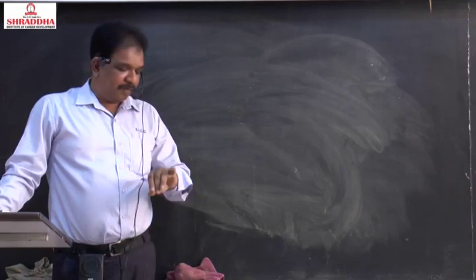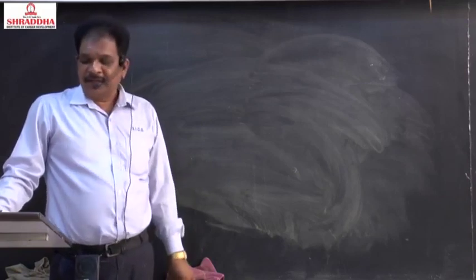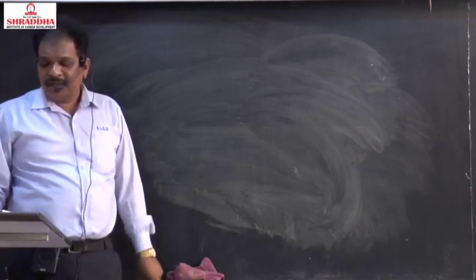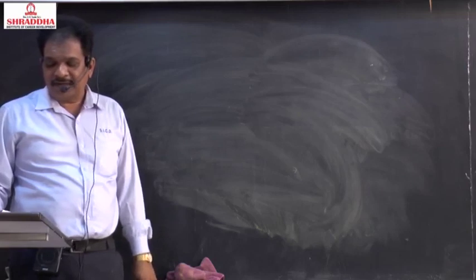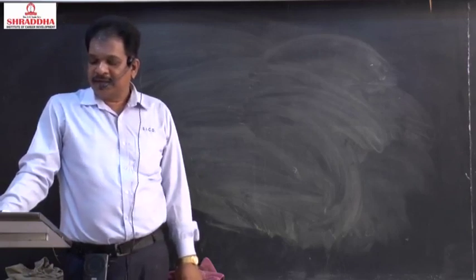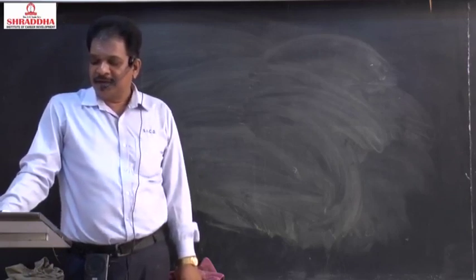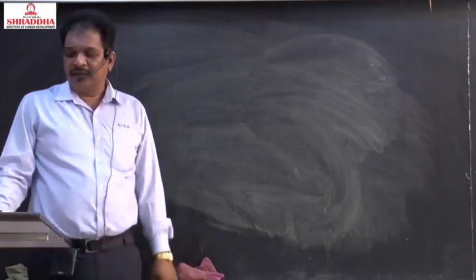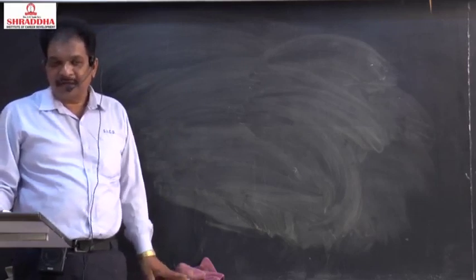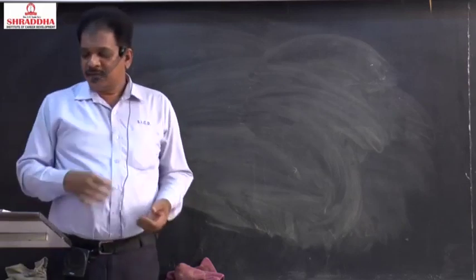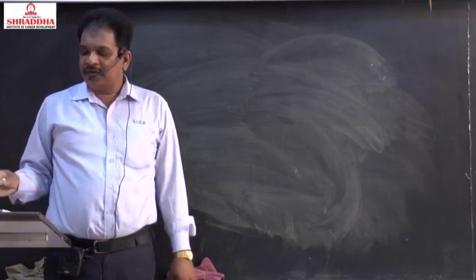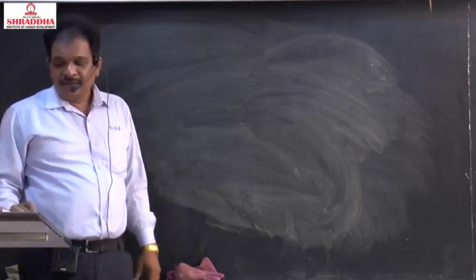Three particles, last problem. Three particles A, B and C start from the origin at the same time. A with velocity small a along the x-axis. B with small b along the y-axis. C with small c in the xy plane along the line x is equal to y. Find the magnitude of c so that the three always remain collinear. That is the question.